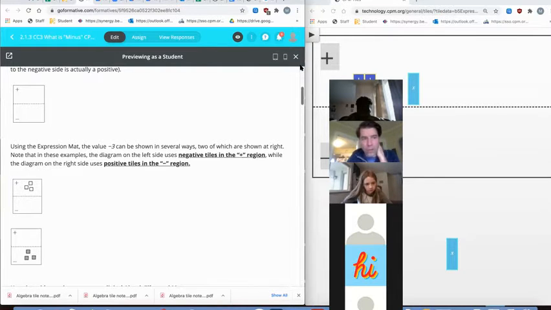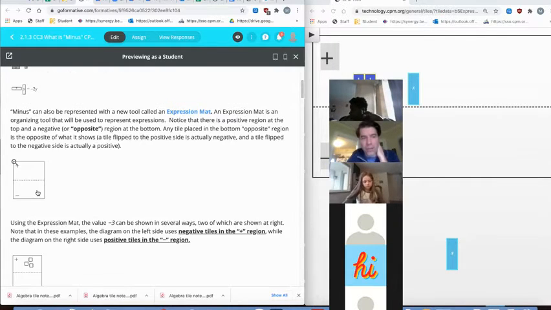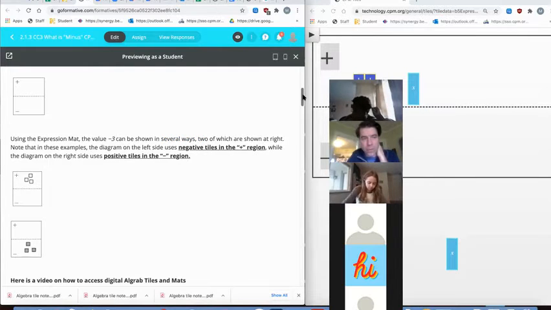So this first talks about what minus means, and this whole lesson is about the fact that we can have positive or negative tiles. So you can have a minus tile. It represents a tile that's less than 0. And you can also subtract things. So you can also start at 0 and subtract a positive amount, and that will represent something less than 0.